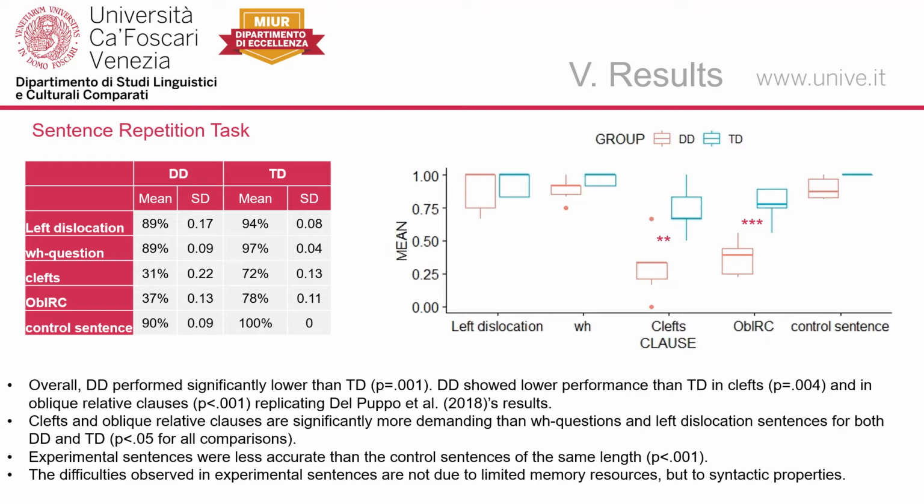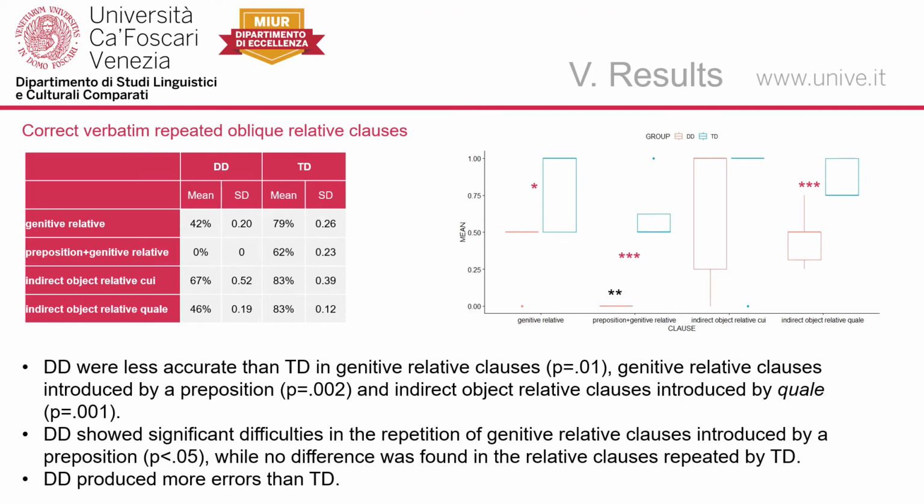Clefts and oblique relative clauses are significantly more demanding than WH questions and left dislocation sentences for both groups. Experimental sentences show lower accuracy than the control sentences of the same length, in which the participants scored almost 100%. This means that the difficulties observed in experimental sentences are not due to limited memory resources, but to syntactic properties. Here we focus on the repetition of oblique relative clauses.